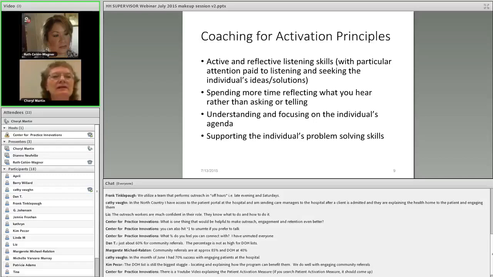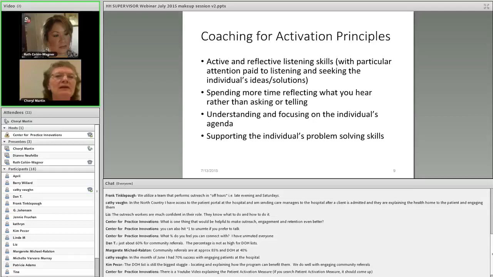Active and reflective listening skills, with particular attention to listening. And I would add something I added since we did the face-to-face: seeking the individual's ideas and solutions. As many of you know, I do motivational interviewing, so it's coming from that way of working with people. The two strongest things there are active listening to people so that we can really understand.